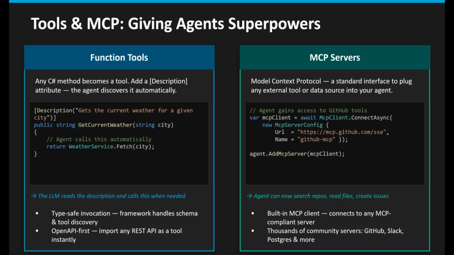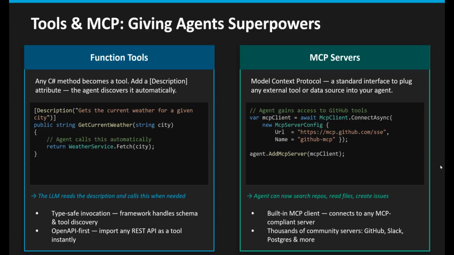Let me give you a quick example. Imagine you want your agent to check the weather. You write a simple C# function called getCurrentWeather that takes a city name as an input parameter and returns the temperature. You add a clear description like "get the current weather for a given city." That's it. Now the agent can intelligently decide on its own when to call this function during the conversation.